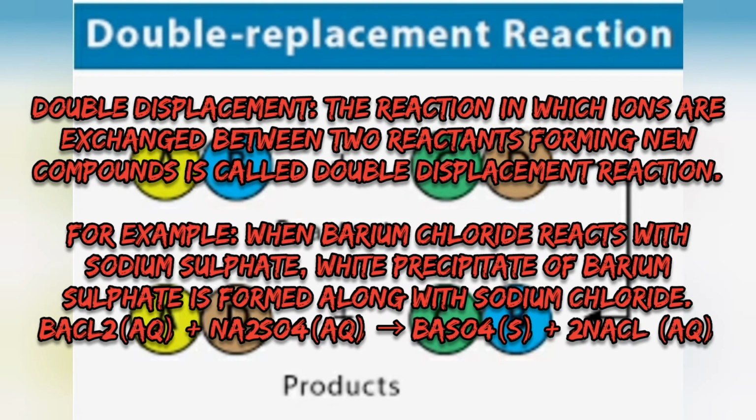Double displacement. The reaction in which ions are exchanged between two reactants forming new compounds is called a double displacement reaction. For example, when barium chloride reacts with sodium sulfate, a white precipitate of barium sulfate is formed along with sodium chloride.